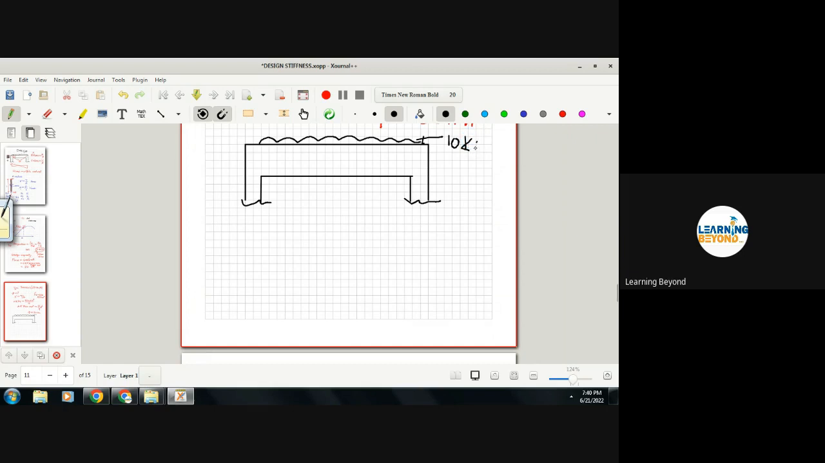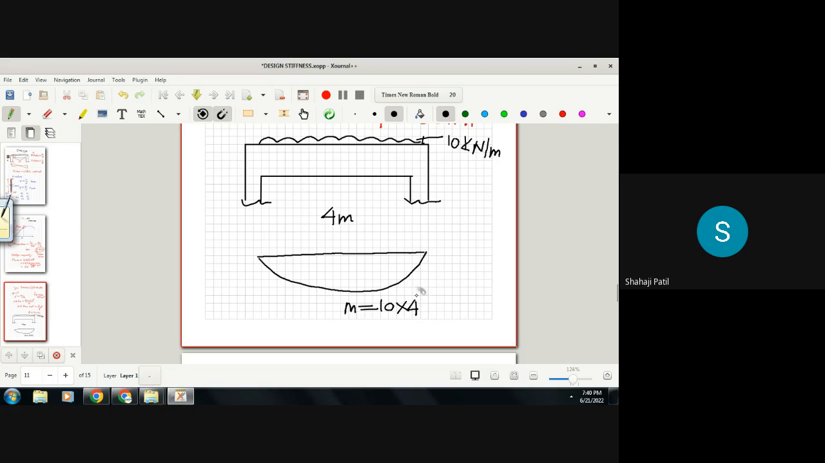And the span is 4 meters. So what will be the bending moment? Let's assume it as simply supported. WL square by 8. So M is nothing but W means 10, L is 4, square by 8. That is 20 kilonewton meter.